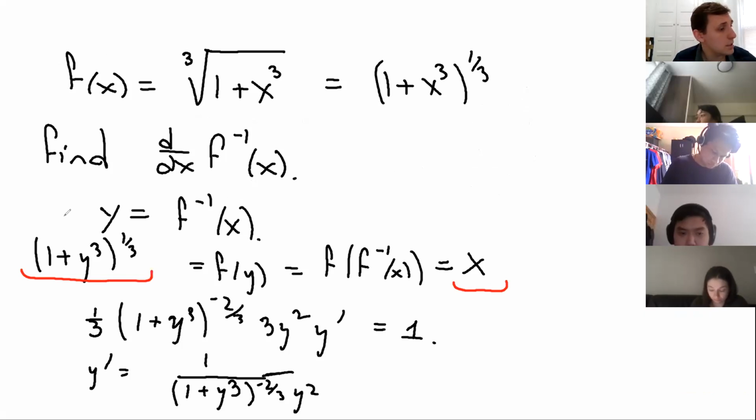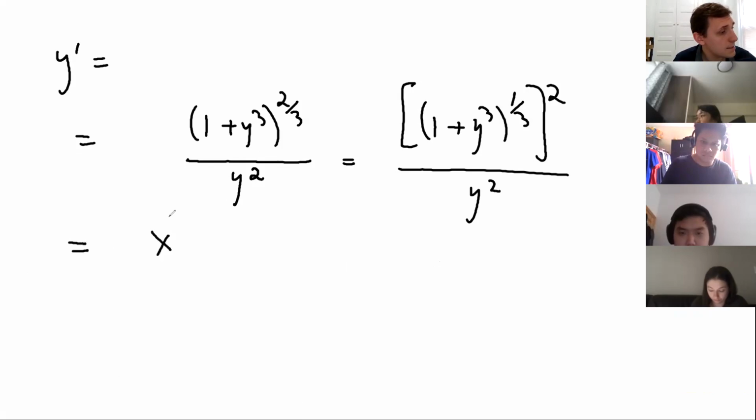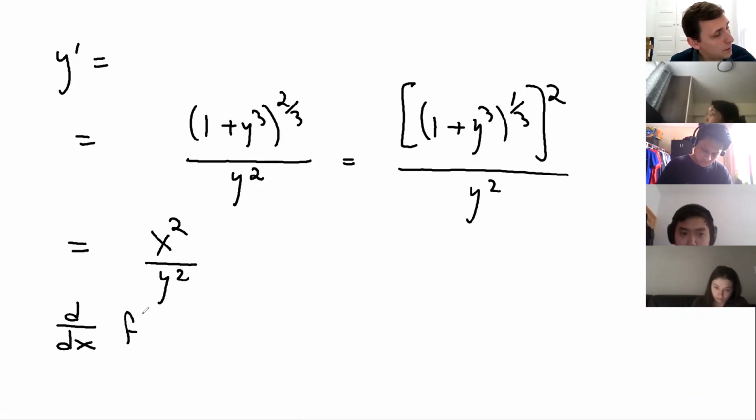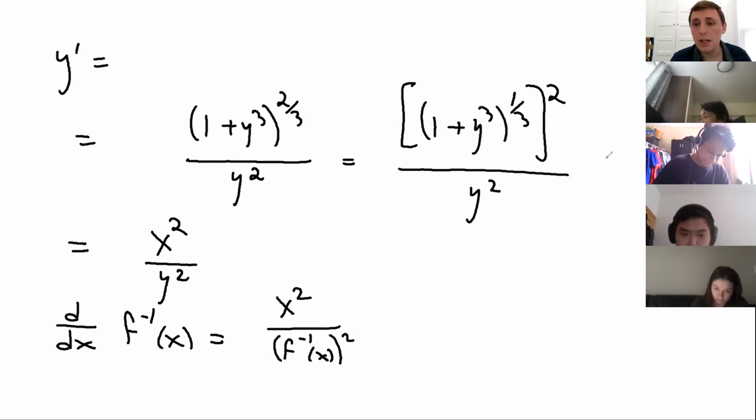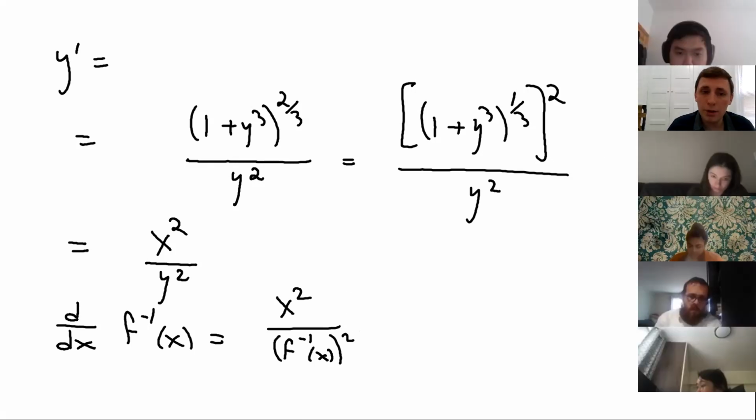So I can just write this right now as x squared divided by y squared. So the numerator is x squared. I can write it this way. So the answer is x squared divided by y squared. In other words, the derivative of the inverse function of x is x squared divided by the inverse function of x squared. And of course, I can obtain a formula for the inverse function, right?